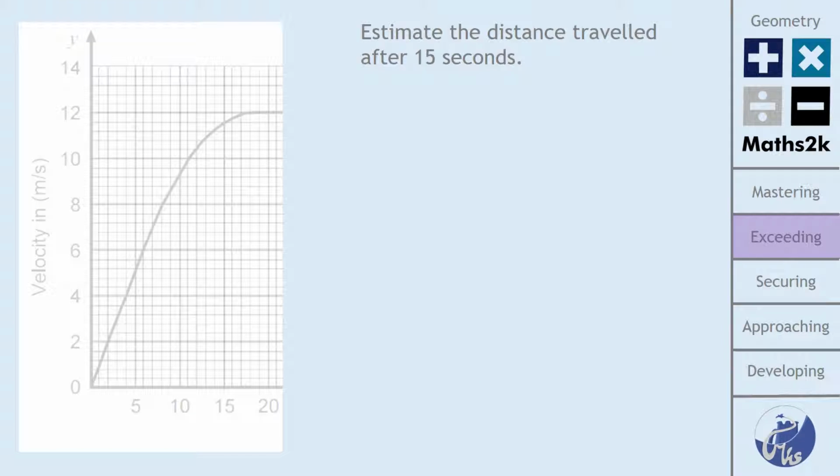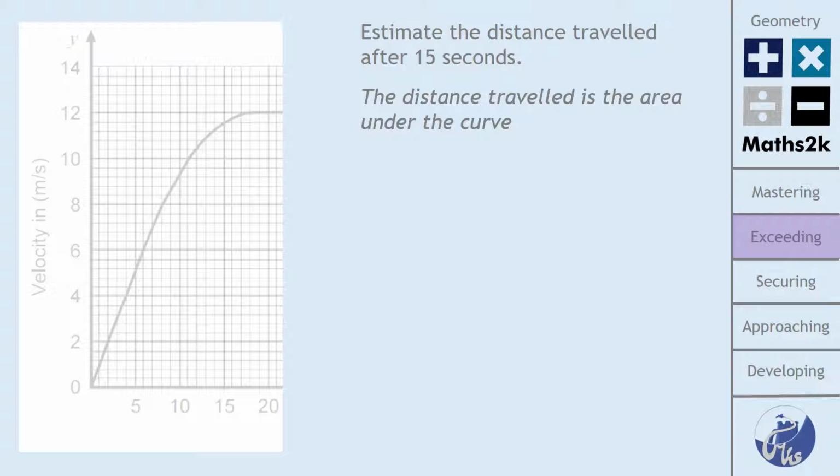Now the next thing I'm going to look at is how to estimate the distance traveled by the car. In this case I've created a question for the previous graph where we're going to look at how far the car has traveled after 15 seconds. Now to get the distance traveled you need to find the area under the curve. But because it's curved you can't naturally do that. There's no easy way to do it.